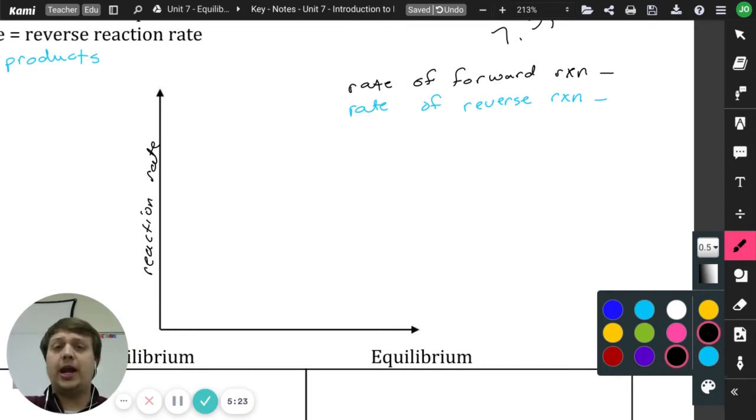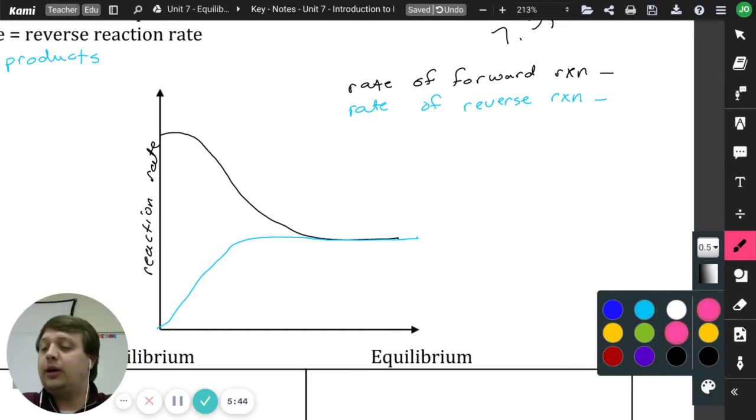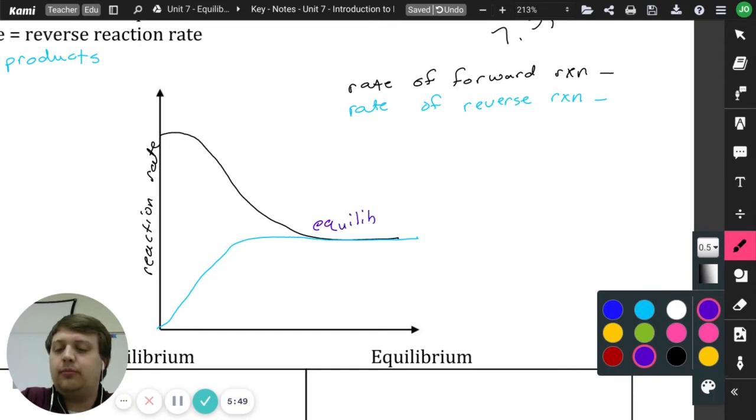So when I start a reaction, okay, the rate of my forward reaction is going to decrease. Okay? And as that reaction progresses, the rate that my products are going to start to go is going to increase. Now we'll hit a point where those lines are going to be met, and that would again be our equilibrium.